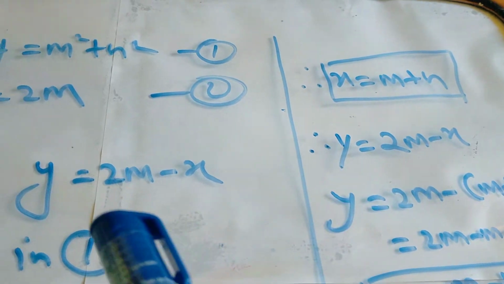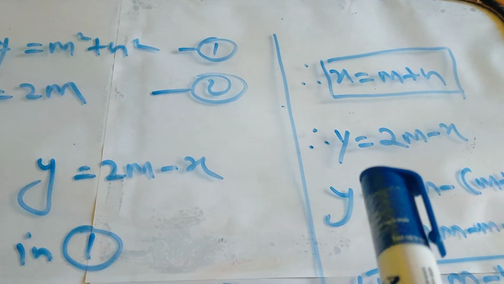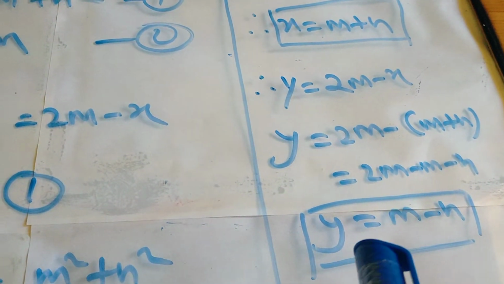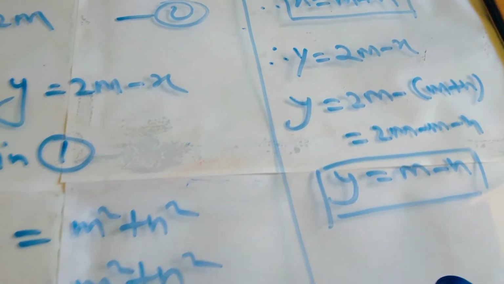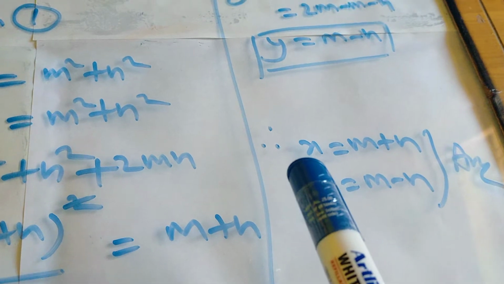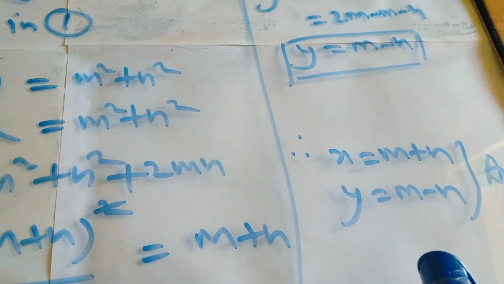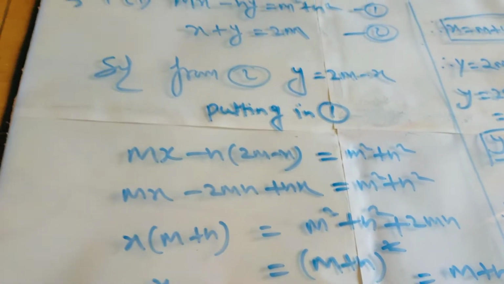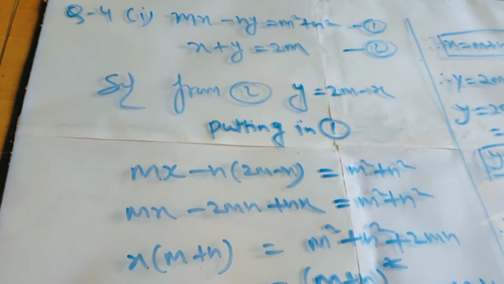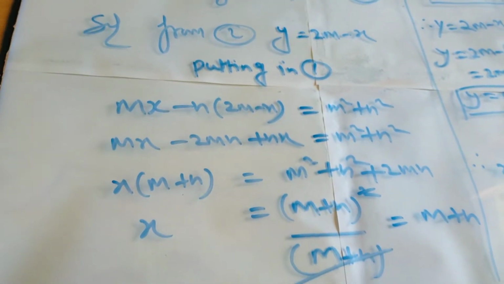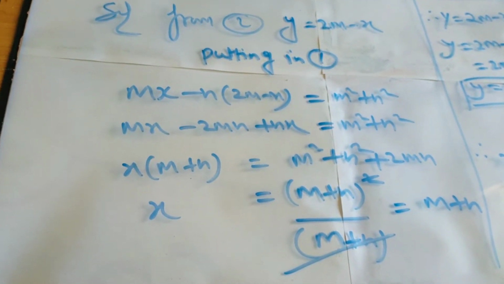Now we have y is equal to 2m minus x, so in place of x I am going to write m plus n, so it will give y is equal to m minus n. So we have got two values, x is equal to m plus n and y is equal to m minus n. So look at this question once more. Just have a look. Starting from here, copy down this question in your fair notebook.